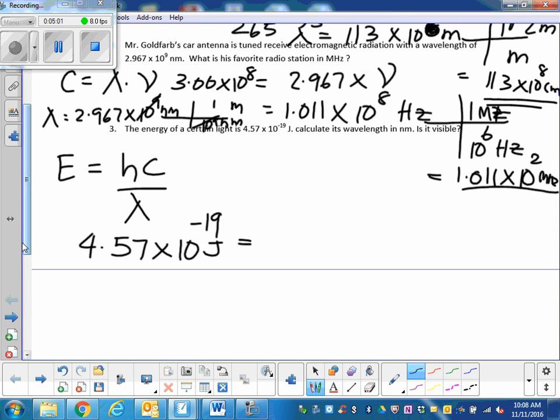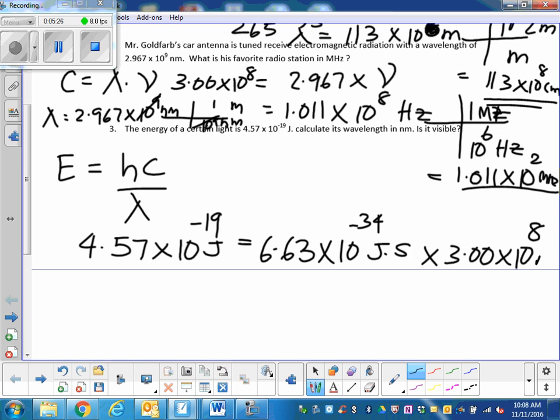I must have included Planck's constant. By the way, you never memorize Planck's constant. It will always be given to you, all right? It's 6.6, I think you learned it as 6.3, is that right? Times 10 to the negative 34 joules second, that's Planck's constant, times your speed of light, 10 to the 8 meters per second, divided by your wavelength.